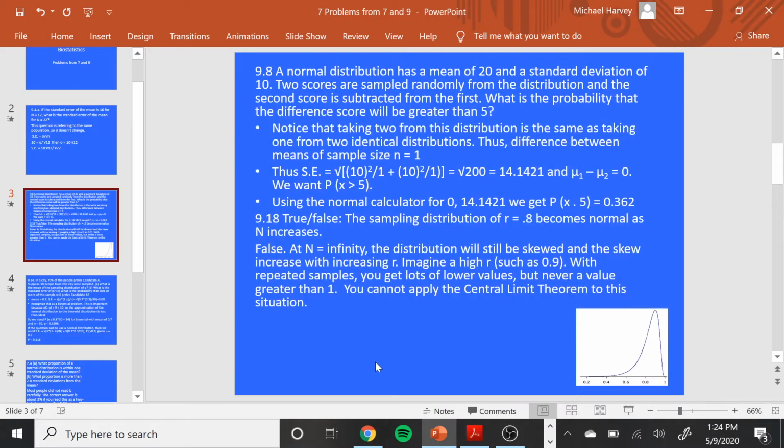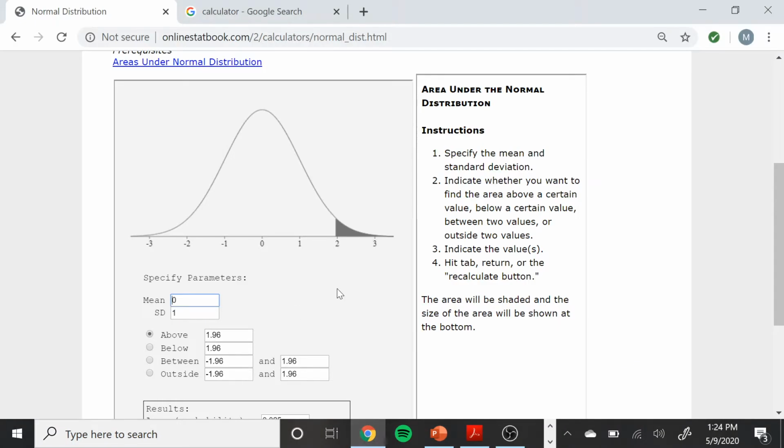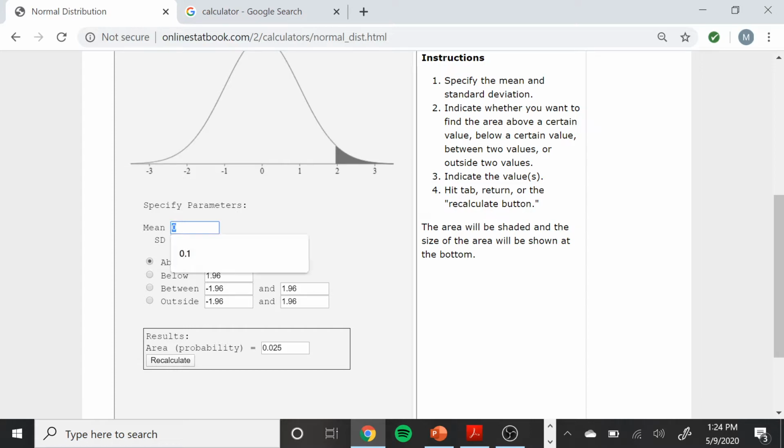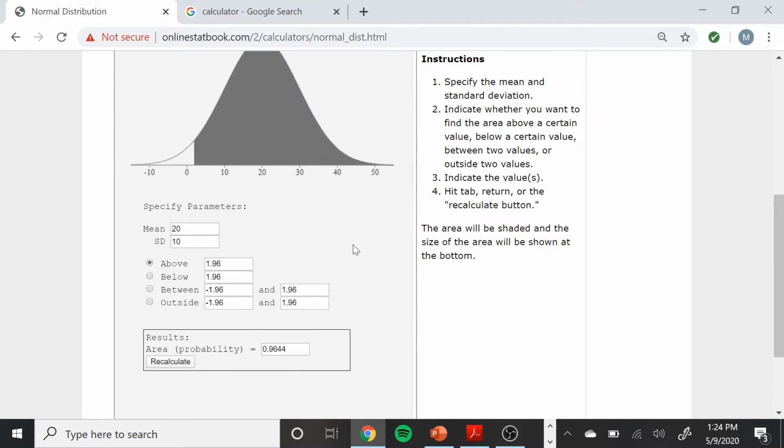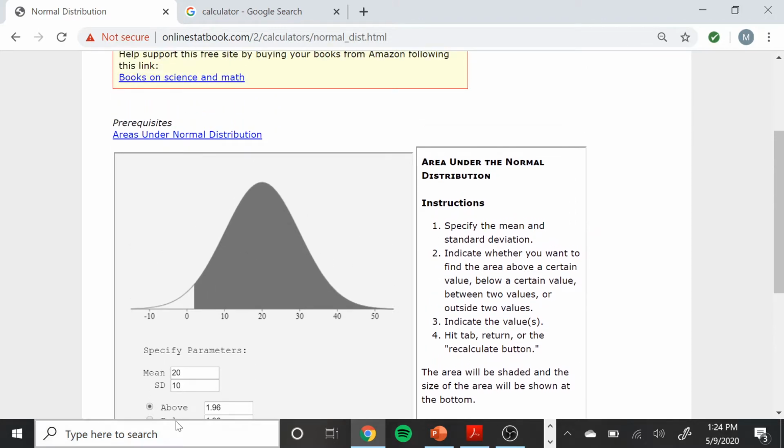Okay, so maybe a visual aid will help. So this is what we're talking about here. So here we have the mean of 20 and the standard deviation of 10, right? Okay. So here we have one of these distributions. Imagine that there are two of them, identical to one another. So we're randomly going to take one from this distribution and subtract it from one taken from the other distribution.